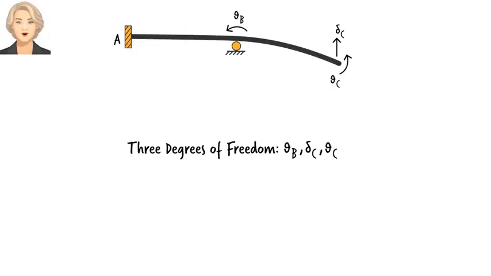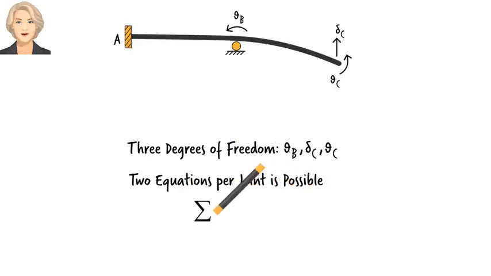Since in this formulation we are only considering bending moment and shear force, but not axial force, we can write 2 equilibrium equations per joint. Sum of the forces in y direction must be 0. Sum of the moments at the joint must be 0. The beam has 3 joints. Therefore, we can write up to 6 equilibrium equations, but we only need 3 of them.